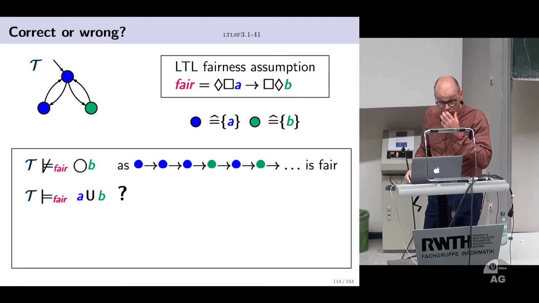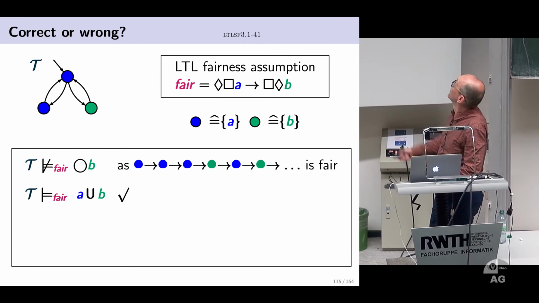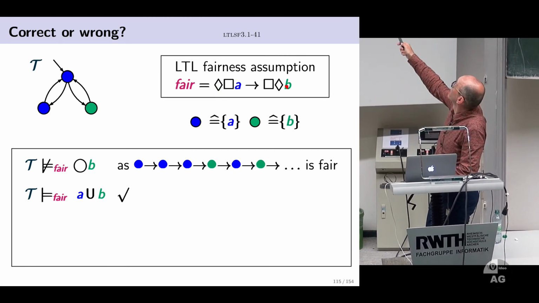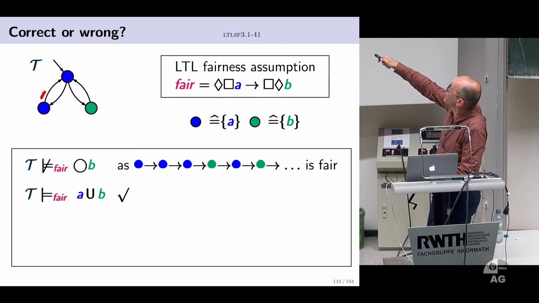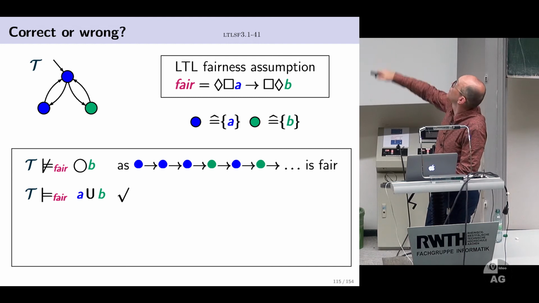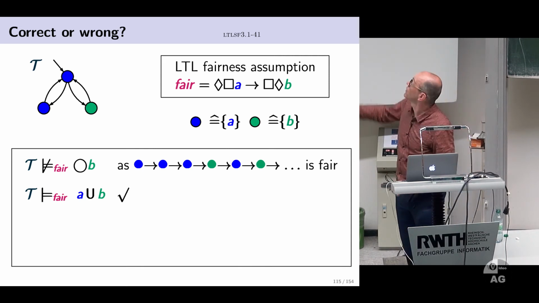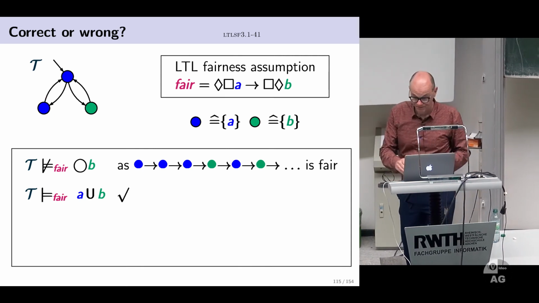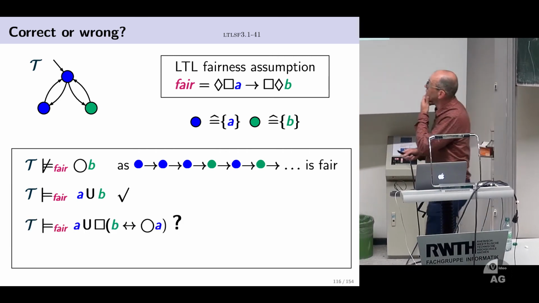Does it satisfy A until B? This holds. Why does this hold? Well, we need to establish first the fairness condition. If A always holds, that would be a behavior violating A until B. But this behavior is not fair, because it basically says that if you do A from some point on, then you also have to do infinitely many B's. And if you only cycle around between those two states, you never do a B.